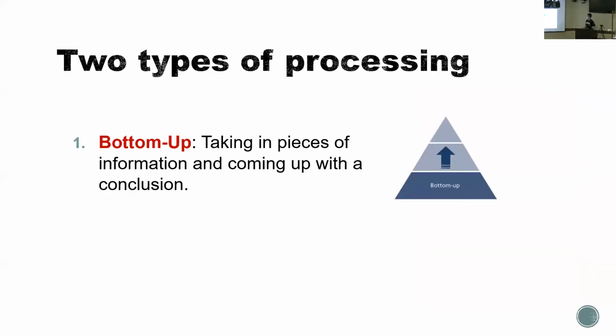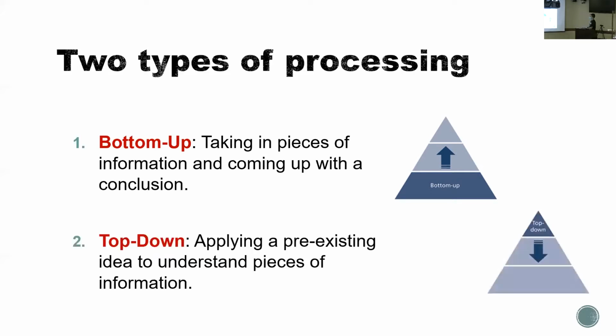We have two types of processing. First, we have the bottom-up. This is when we take in pieces of information and come up with a conclusion. Second, we have the top-down processing. This is when we apply a pre-existing idea to understand pieces of information that we see.